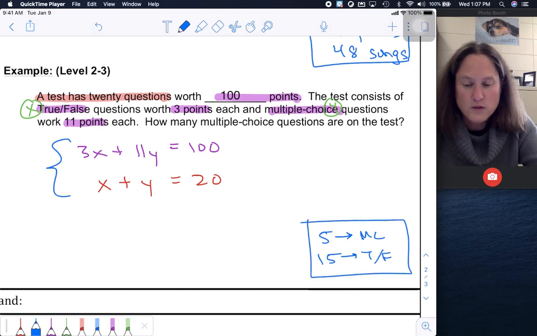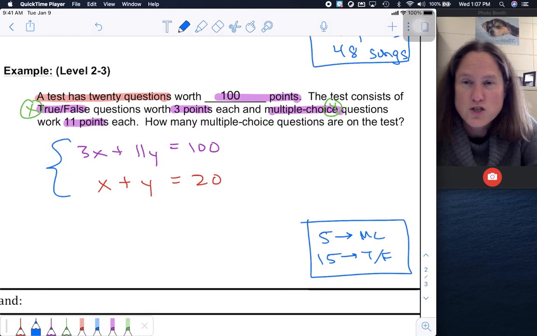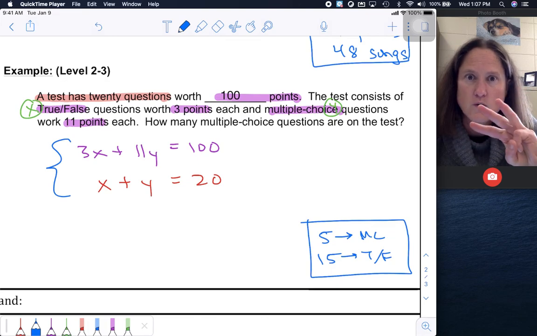Okay, so like I said, your homework is to finish solving these examples. I helped you with the difficult part, okay? Setting up the systems. I understand that's the tough part, but now your job is to use graphing, substitution, or elimination to solve all of these, okay?